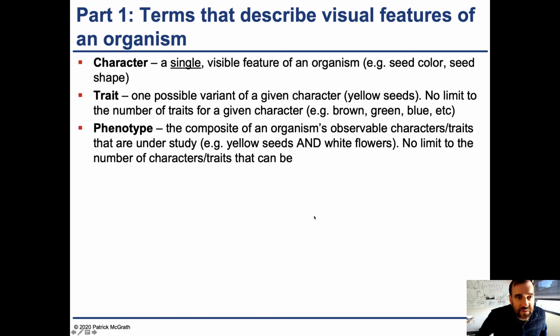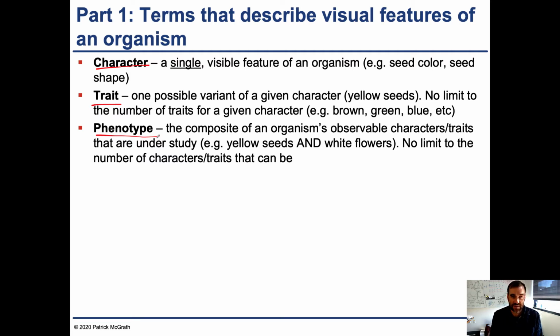Okay, so the first part of this chapter is going to be the analysis of single characters in an artificial population. And so these are just some terms that you're going to have to remember and learn. So I've used those a little bit: character, trait, and phenotype. And so it's important you can distinguish between what exactly they mean.